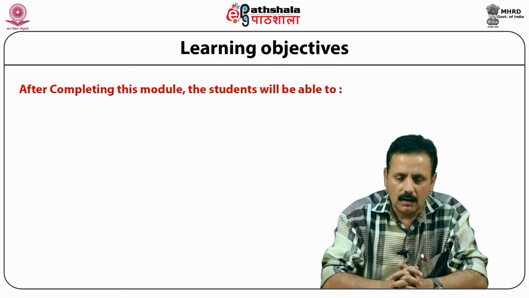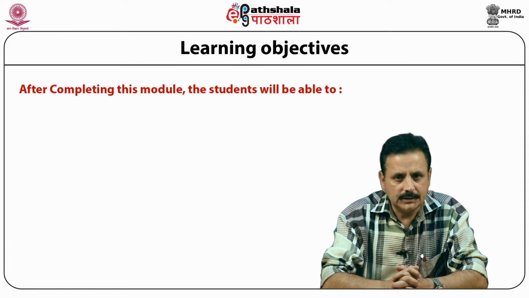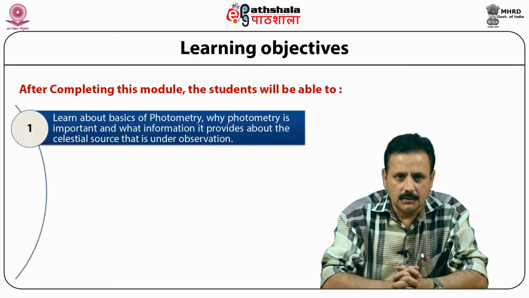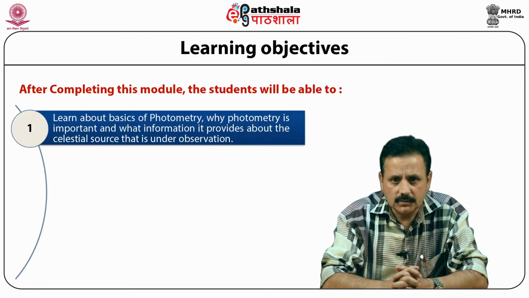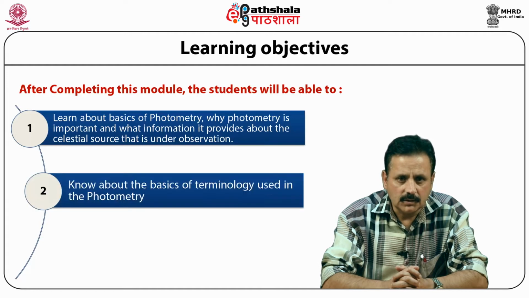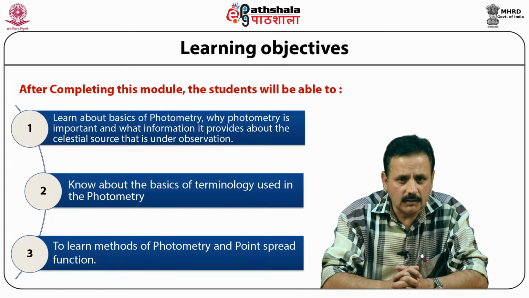Today we are going to talk on the module Photometry under the paper of Astronomy and Astrophysics. After completing this module, the students will be able to learn about the basics of photometry, why photometry is important, and what information it provides about the celestial source that is under observation, to know about the basics of terminology used in the subject of photometry, to learn the methods of photometry and point spread functions.